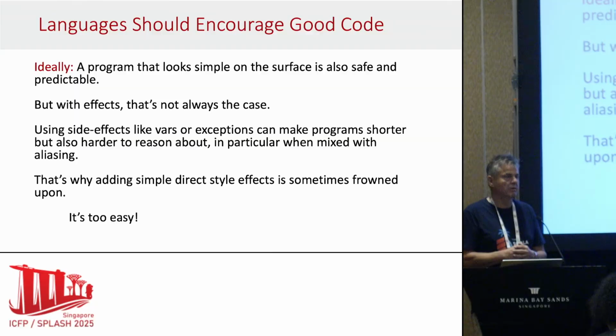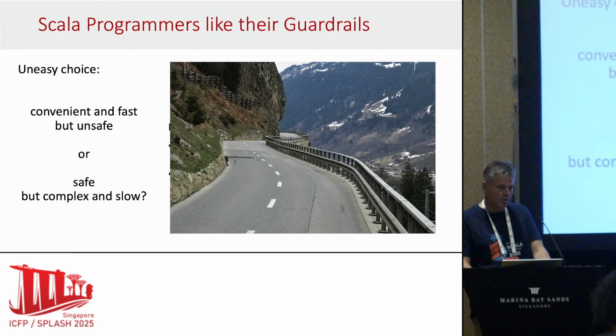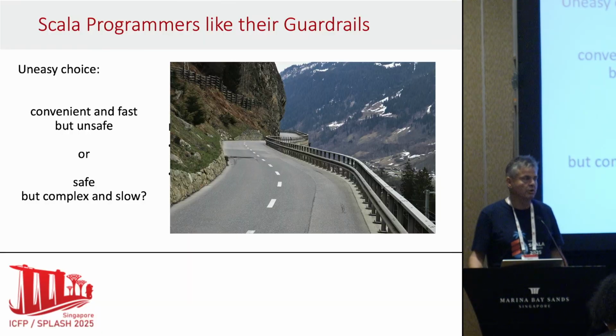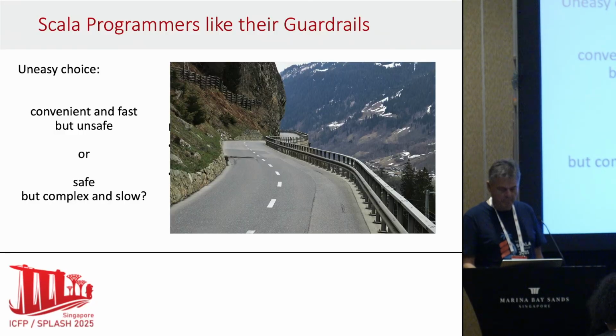So that's why often people in the Scala community are outright scared of writing a mutable var. That's just not to be done. They jump through great hoops to avoid it, even where it would be harmless. But they have this reputation of being sort of danger territory. So in a sense, Scala programmers like their guardrails, and they're faced with the uneasy choice that it could be convenient and fast but unsafe, or safe but complex and slow. And many pick safe and complex and slow, and those that pick convenient and fast feel like they have done something bad.